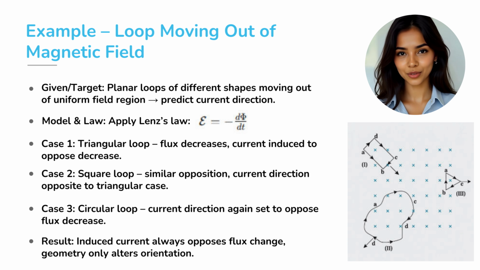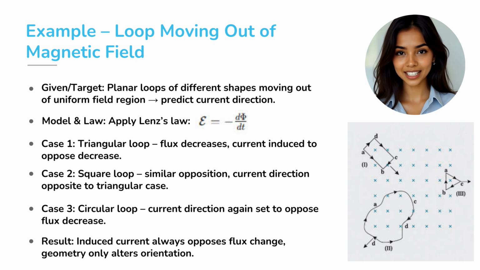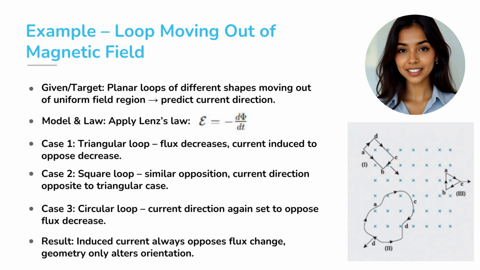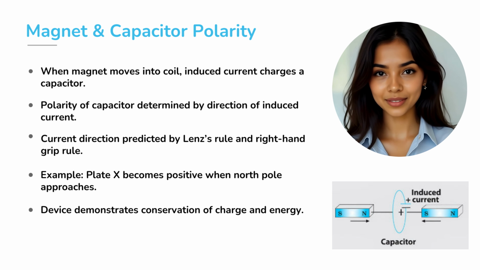Induced electromotive force equals minus dphi by dt. The minus sign means opposition to the decrease. Step 3. Therefore, each loop produces a current that tries to maintain the lost flux. This means the induced current generates its own magnetic field pointing into the page, opposing the reduction. Final result: the exact current direction depends on the shape, but in every case, the induced current opposes the change in flux.